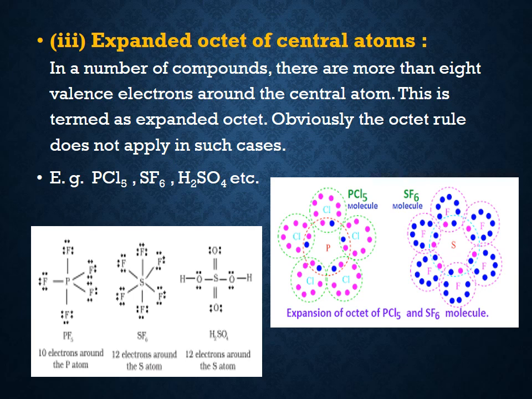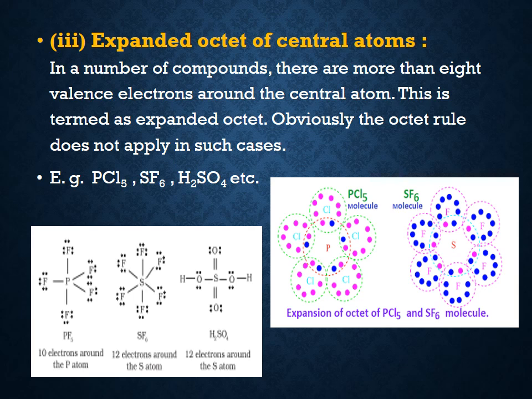In a number of compounds, there are more than 8 valence electrons around the central atom. This is termed as expanded octet. The octet rule does not apply in such cases. For example, PCl5, SF6, sulfuric acid, etc.